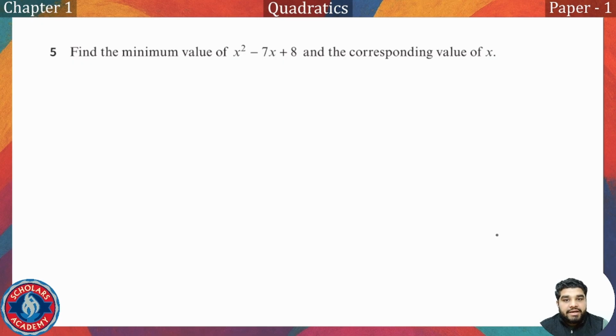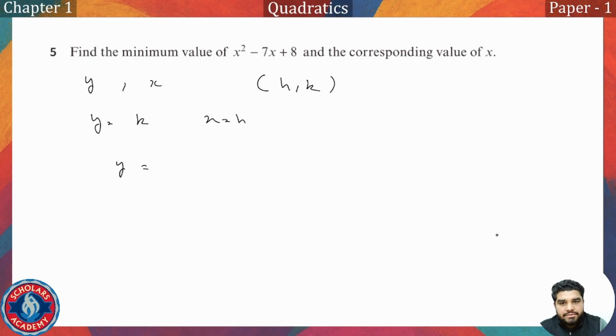Find the minimum value of x square minus 7x plus 8 and the corresponding value of x. So for this particular question, we need to tell the minimum value, that is y, and we also need to tell the corresponding x. So both y and x. And as you know, the minimum value is actually the point of vertex. So what we need actually is h comma k, where y is equal to k and x is equal to h. I hope it is clear. Let's try and find that.